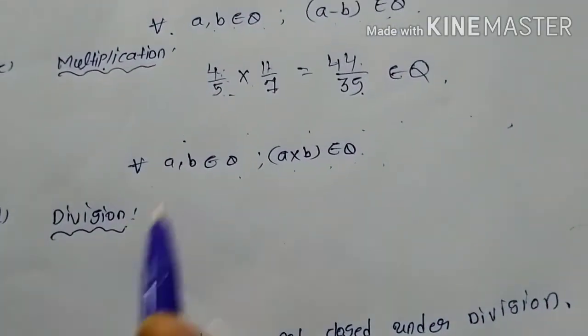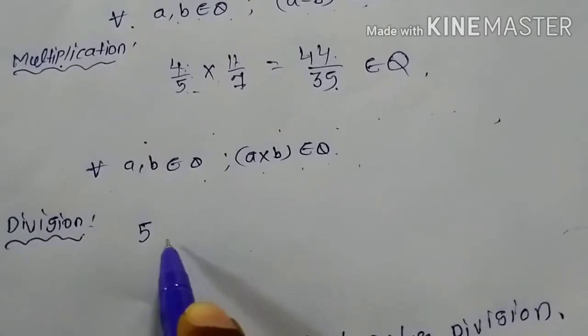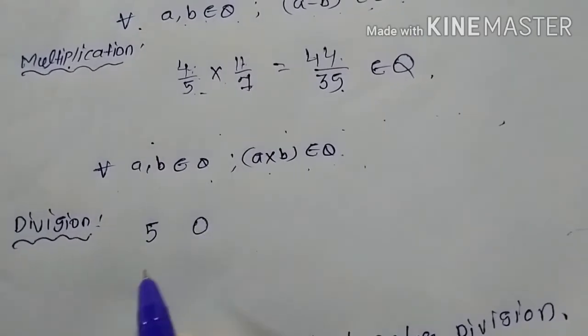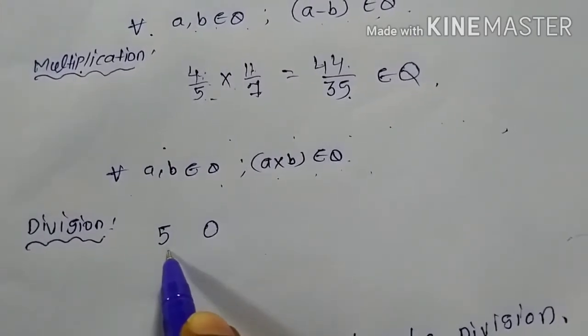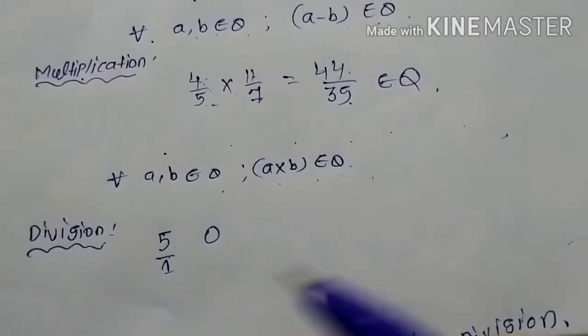Next operation here is division. I am taking 5 and 0. Can you say 5 is a rational number or not? Yes, 5 is a rational number. Why? Because 5 can be written as 5 by 1.